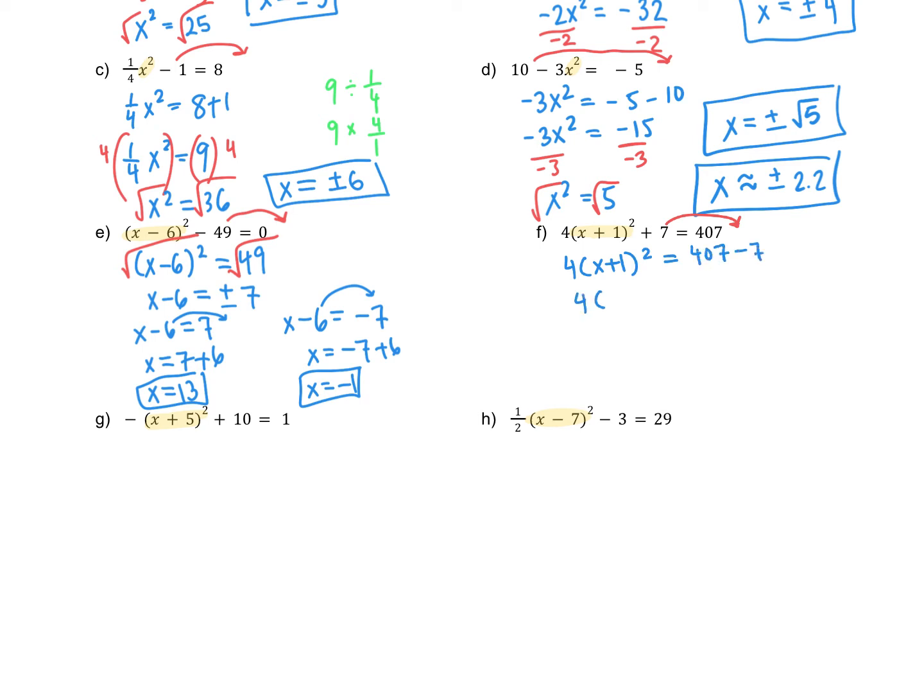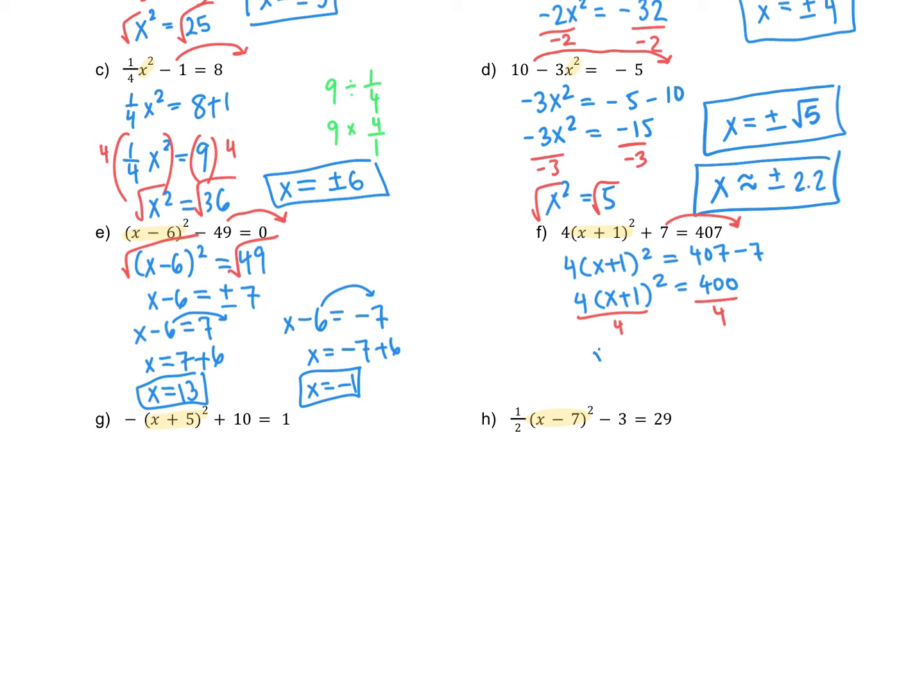And 407 minus 7 is 400. Now in the previous example, we had no coefficient in front of the bracket. Now we do. We divide it out. And again, we cannot bring the 4 into the bracket. What is inside is trapped. Nothing can be removed and nothing can go in.